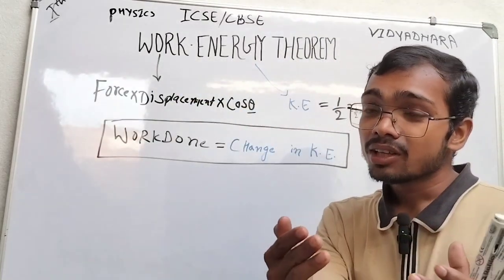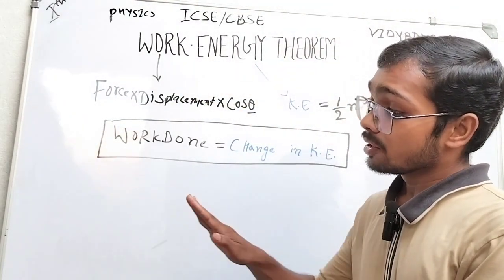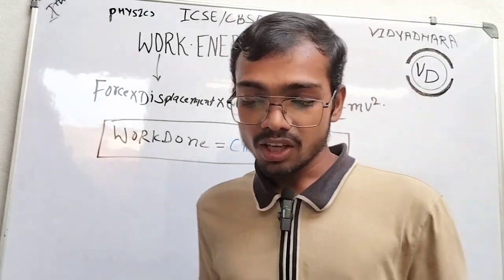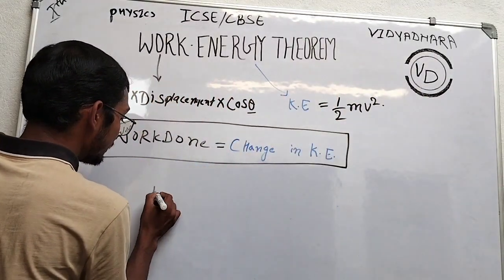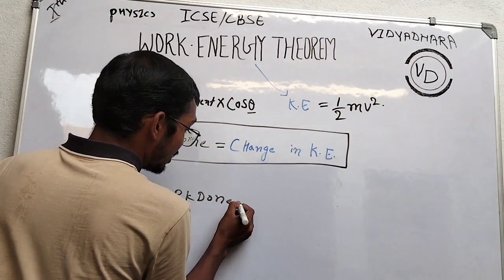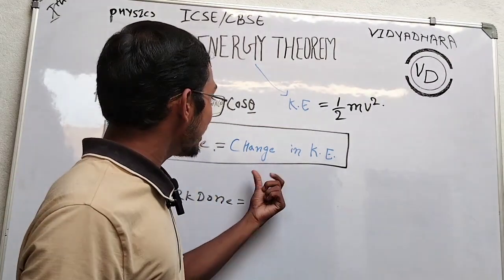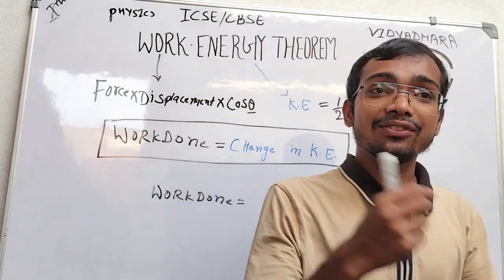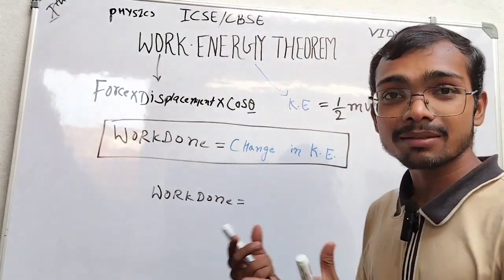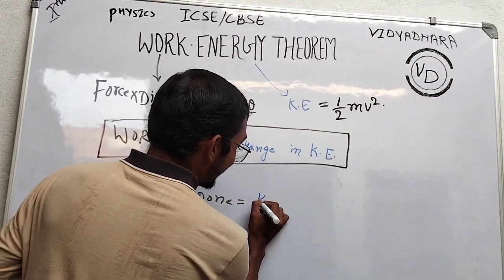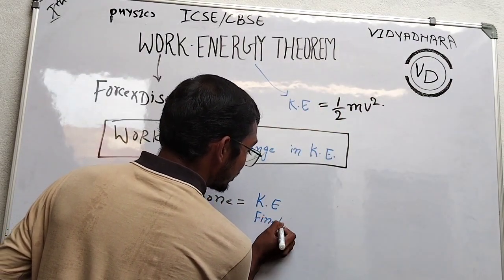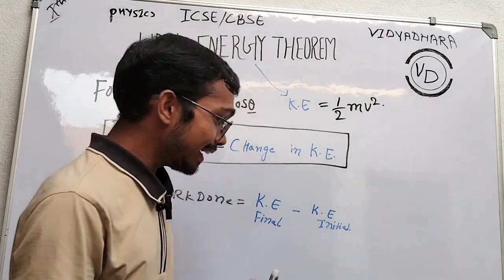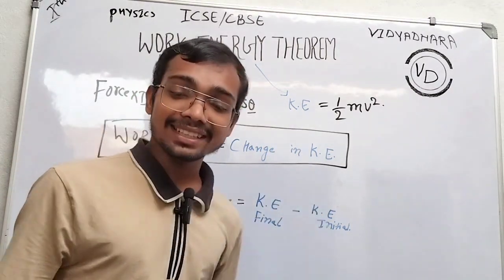So what we see in the block system is that my work is changing into kinetic energy. Work done is equal to change in kinetic energy. What does change in kinetic energy mean? The difference between something big and something small is the change in something. So change in kinetic energy is kinetic energy final minus kinetic energy initial.